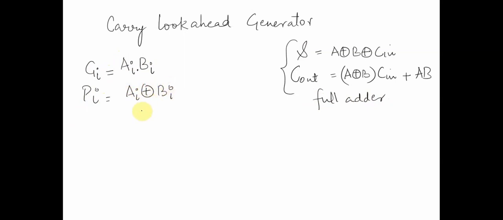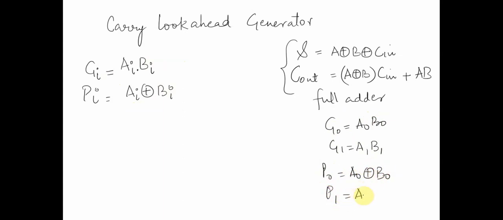What we have done is eliminate the dependency on internal carries. My G0 would be A0 B0, my G1 would be A1 B1. Similarly, my P0 would be A0 XOR B0, and P1 would be A1 XOR B1. And all these numbers are my inputs. These I would know at the time the input arrives. Correct?